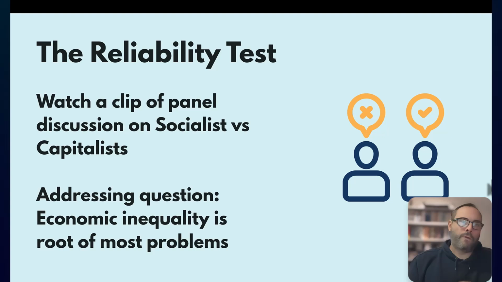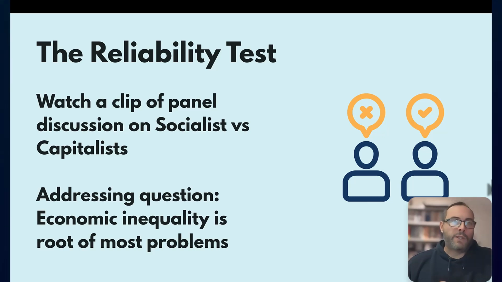The video is from Jubilee's discussion panel on socialists versus capitalists, and I've taken a small section of it. You can find the full video on YouTube, and the full video link on my website, thesociologyguy.com. I've taken a section looking at the debate that economic inequality is the root of most problems. This is really useful for students studying Cambridge OCR A-level sociology, because you look to research social inequalities on your specification.